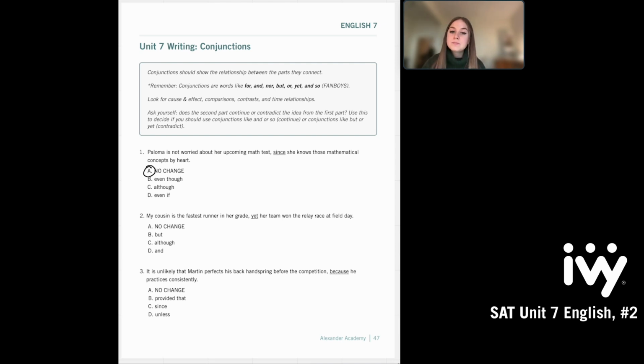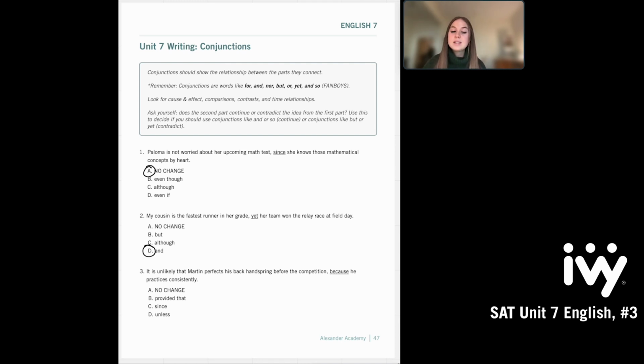Number 2, my cousin is the fastest runner in her grade, yet her team won the relay race at field day. In this sentence, there's also a continued relationship between the first part of the sentence and the second, so we should use a conjunction that suggests a continued relationship. An example of that would be the word and.